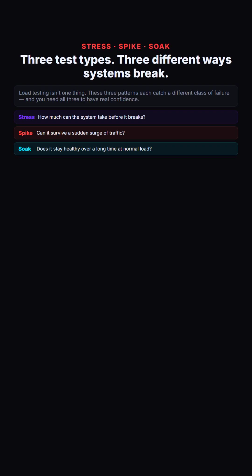It is a family of related techniques, each designed to answer a specific question about a specific category of failure. The three most important types are stress testing, spike testing, and soak testing. Each one probes a different failure mode that the other two will completely miss. A system can pass your stress test with flying colors and still go down during a flash sale spike because spike tests expose a completely different class of problems. A system can handle both stress and spike tests perfectly and still degrade gradually over 12 hours because soak tests look for failure modes that accumulate over time rather than appearing immediately under high load.